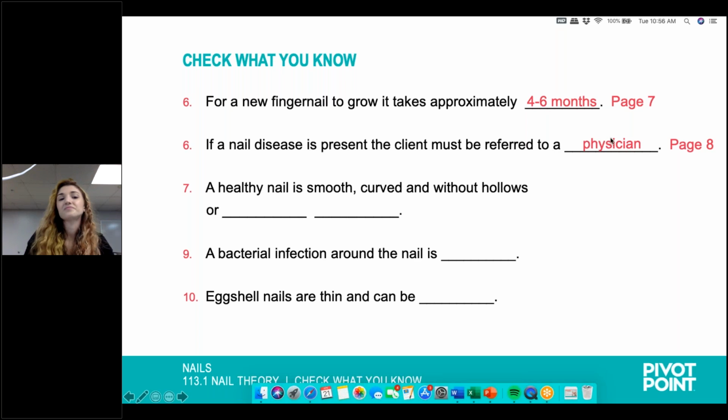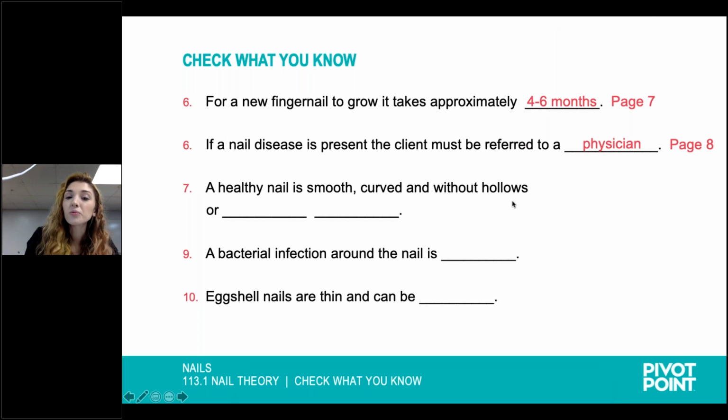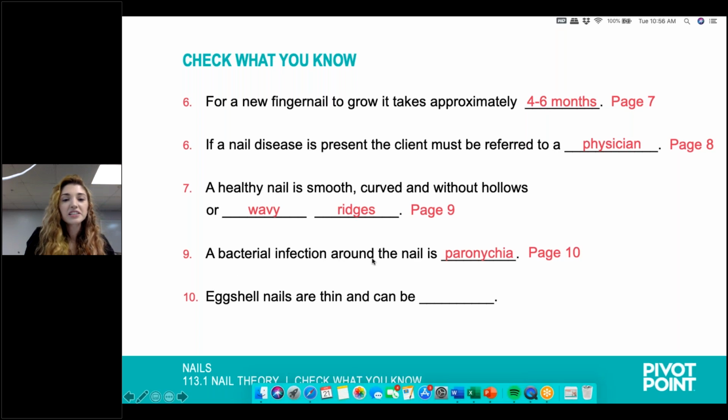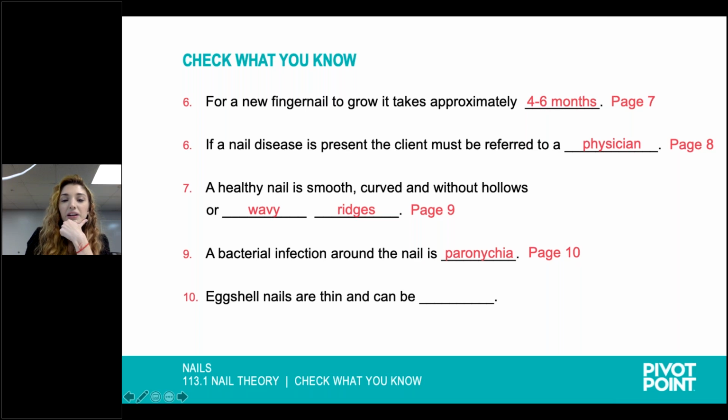You'll get your script. So a healthy nail is smooth, curved, and without hollows or wavy ridges. Exactly. And then a bacterial infection around the nail is paronychia. Yep, so that's an important one. It's very common, just paronychia, bacterial infection. Eggshell nails are thin and can be hereditary. So what that one said.